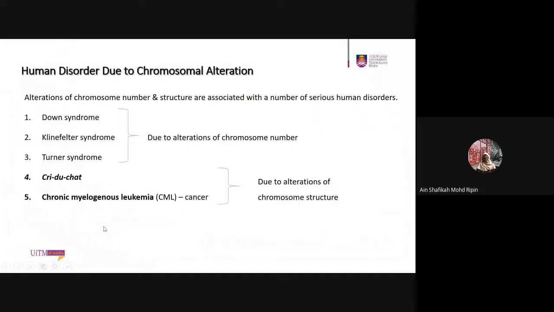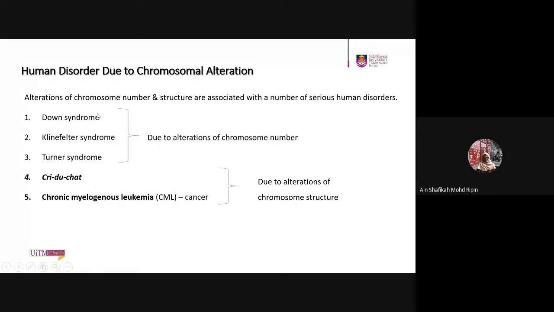Okay, so human disorders due to chromosomal alteration. Alterations of chromosome number and structure are associated with a number of serious human disorders. So you have Down syndrome, Klinefelter syndrome, and also Turner syndrome. The first three examples of human genetic disorders are due to the alteration of chromosome number.